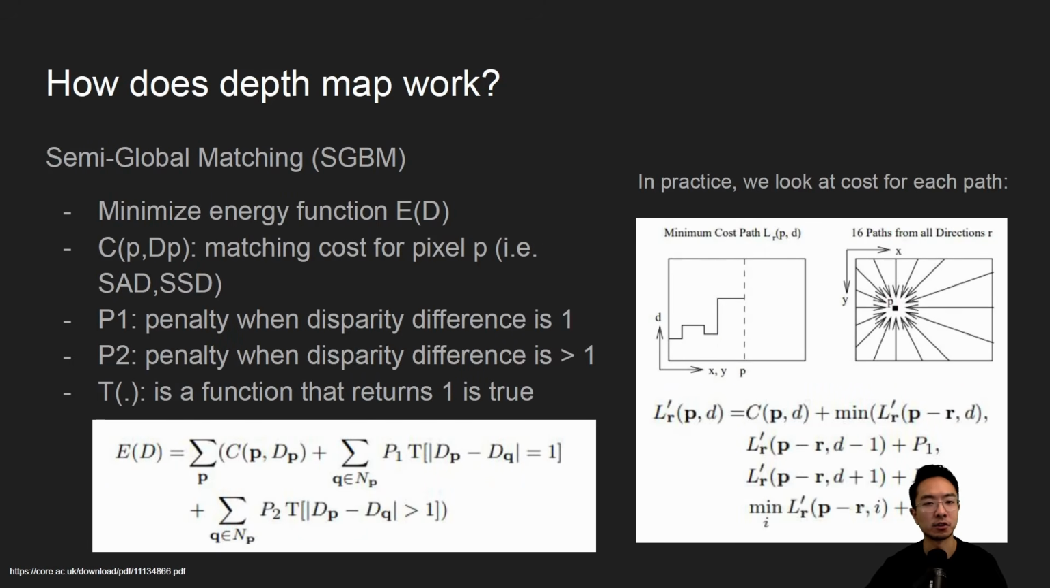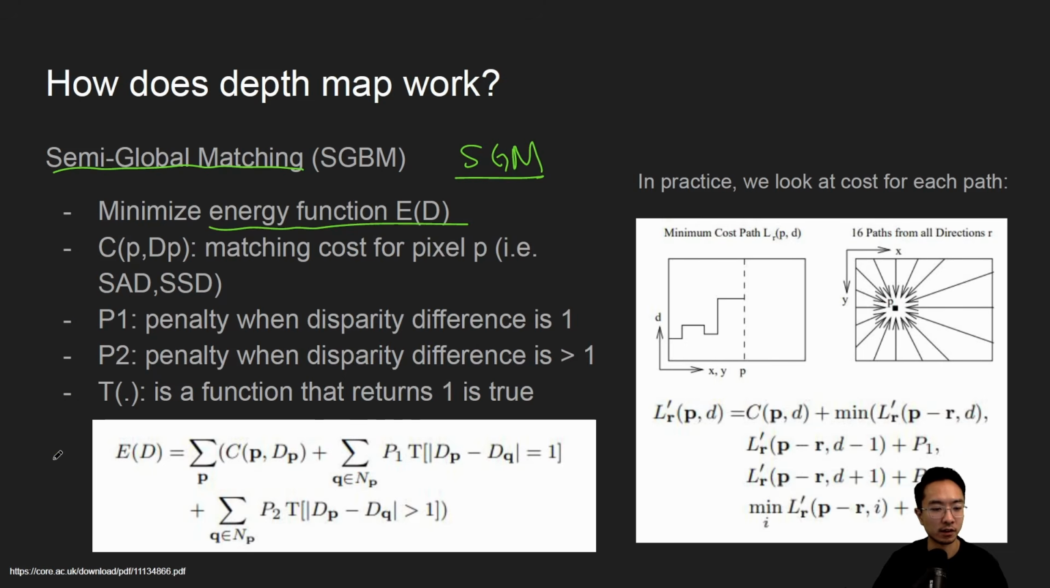So to make it a little bit better, there's another method which we call the semi-global matching. It's also called SGM. Sometimes you'll see it called SGBM, but most commonly you'll see it as SGM. That's the main thing. The idea is that it tries to minimize the energy function.